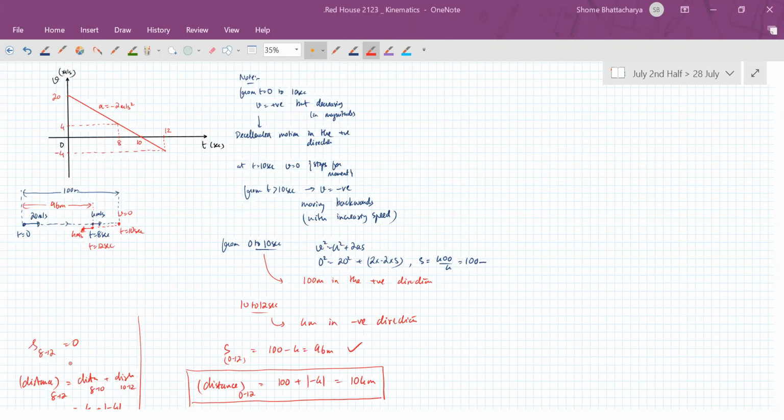So for 8 to 12 also, what I'll have to do is break the motion into two parts. 8 to 10 is going in the forward direction and then 10 to 12 is coming in the backward direction. So I'll just need to understand how to divide that motion, correct?